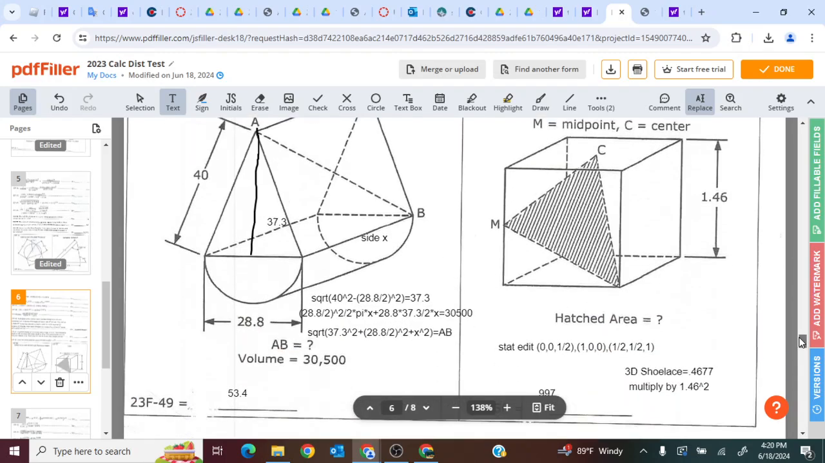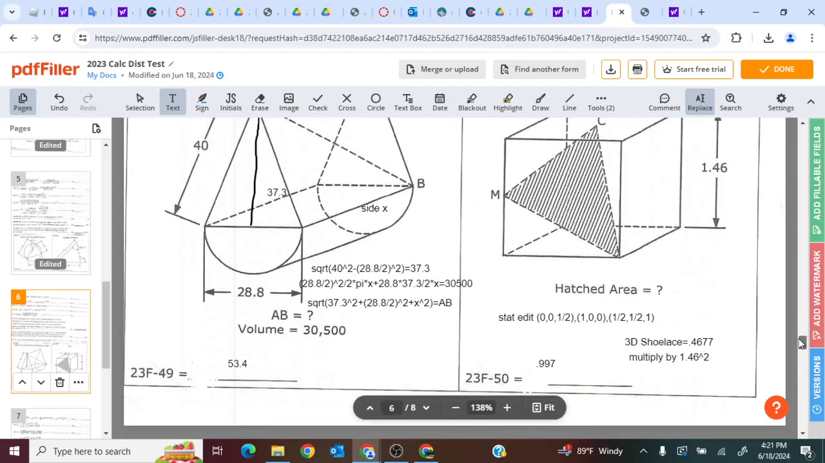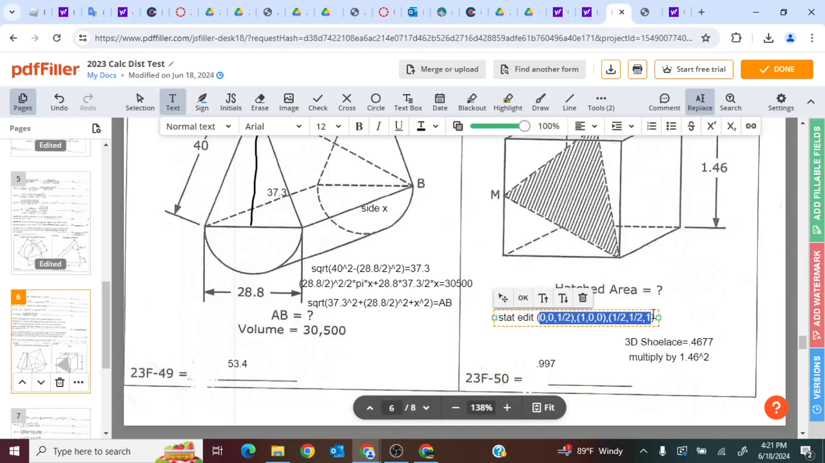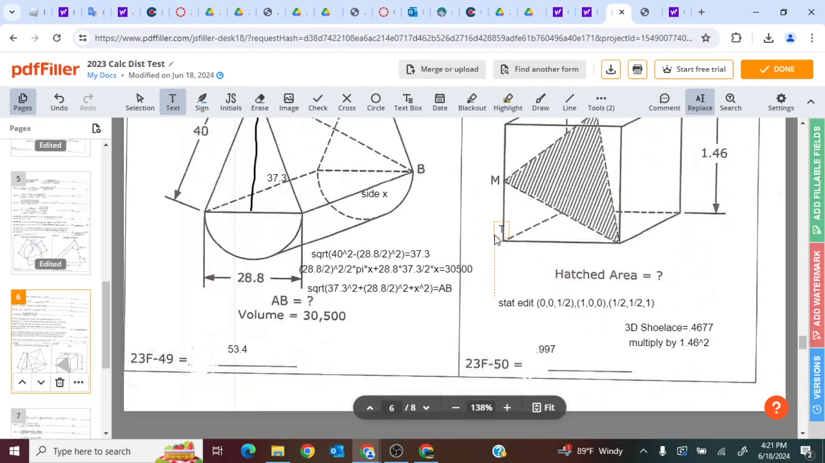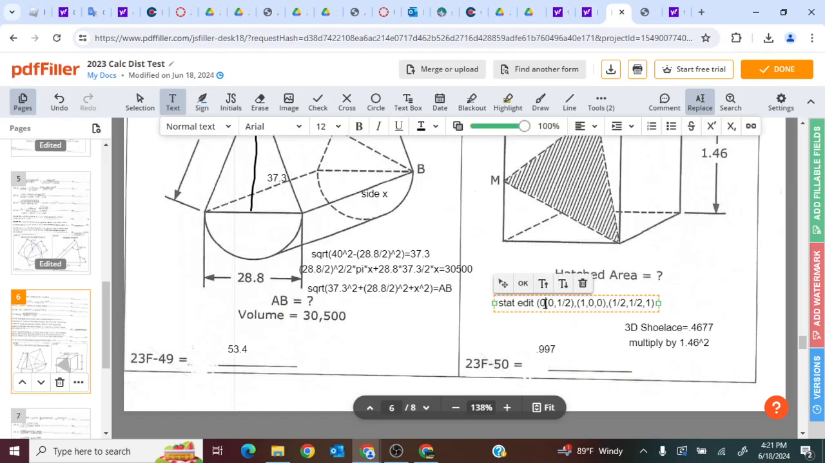Okay, 50, a bit of an interesting one here. This is going to be a 3D shoelace problem, where we're going to use the 3D shoelace program to make things easier on ourselves. You will need to go to Stat Edit, and we're going to be marking each of these points, assuming that this height over here was 1. So in this case, it's 0 units that way, 0 units that way, but 1/2 of the distance up. So you'd plug this into L1, this into L2, this into L3.